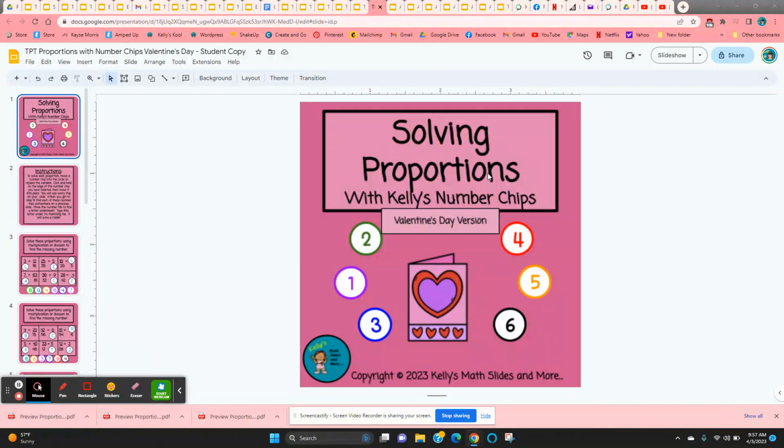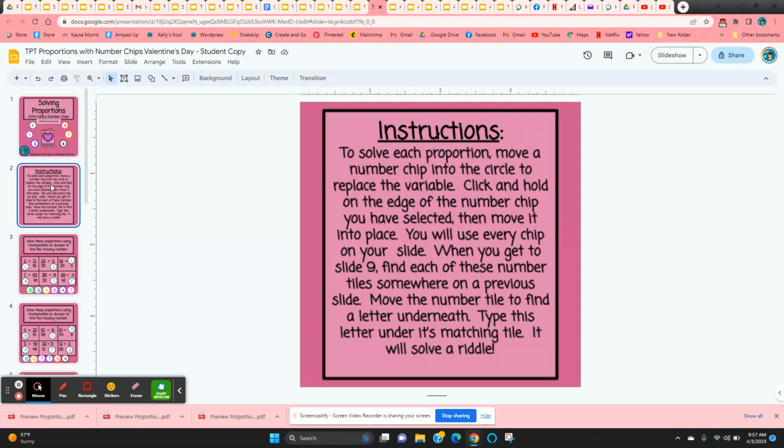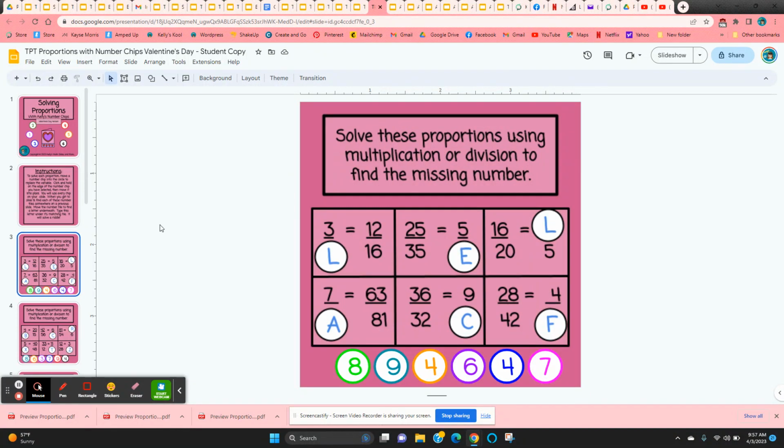Solving proportions with number chips. This is the Valentine's Day version. All the instructions are on slide 2. Students are going to start on slide 3. So they're going to be moving these number chips into place to create proportions.